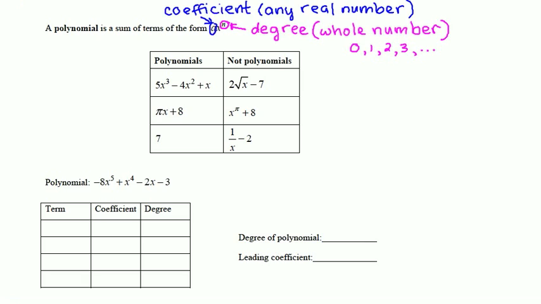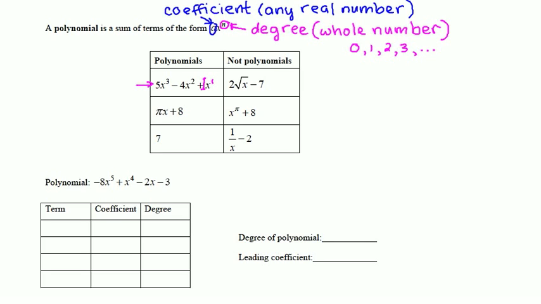Here are some examples of polynomials. Looking at the first one, 5x cubed minus 4x squared plus x. Each of these is of the form a times x to the n. x is x to the 1 with also a coefficient of 1, so it has a real number coefficient and a whole number power.